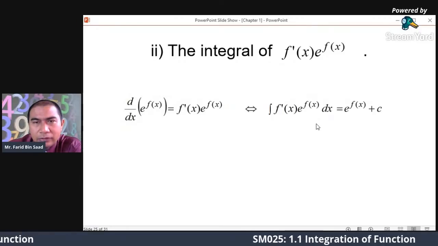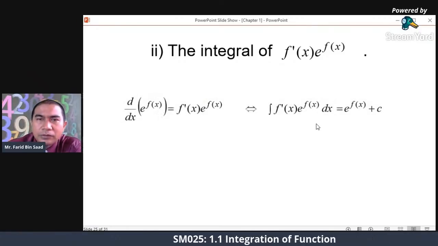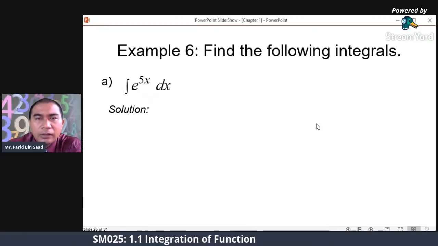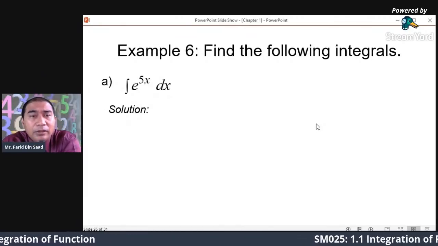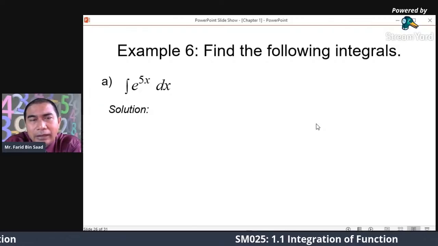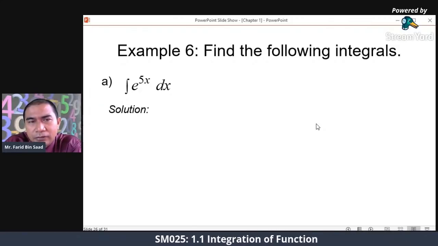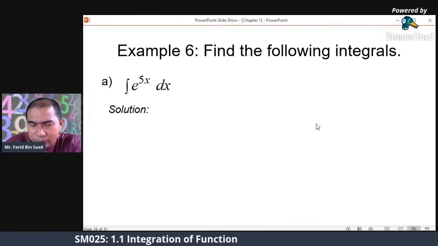So maybe there is an example after this. Okay, here is the example. Example A, integrate e to the power of f x dx.